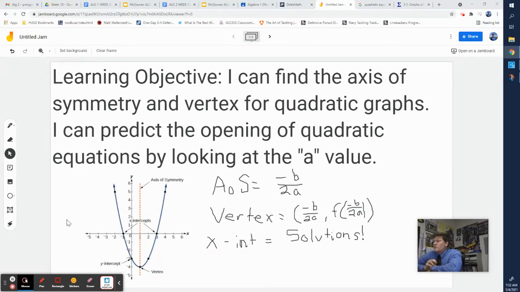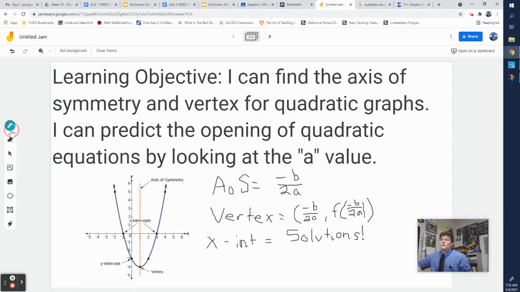Okay, so now we're at the last part of our quadratic unit here. We're going to be looking at graphing these quadratics. So take a look at what we have. Learning objective wise, I can find the axis of symmetry and the vertex for these quadratic graphs. I can predict the opening of these quadratic equations by looking at the A value.